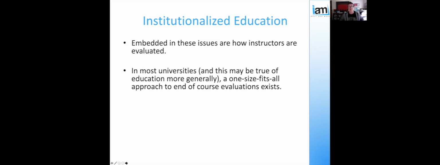Okay, now embedded in these issues are how instructors are evaluated. In most universities, and this may be true of education more generally, there's a one-size-fits-all approach to end-of-course evaluation. So you do your end-of-course evaluations, fill in the bubbles, and in a lot of institutions, the ones in language look the same as the ones for chemistry, look the same as the ones for history.